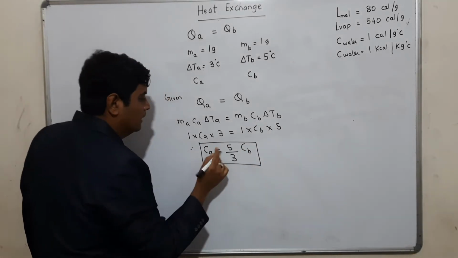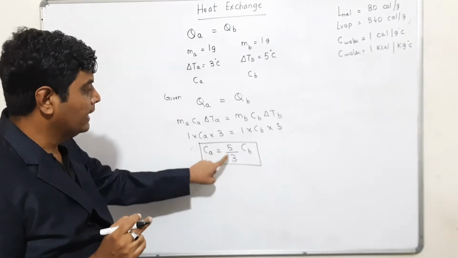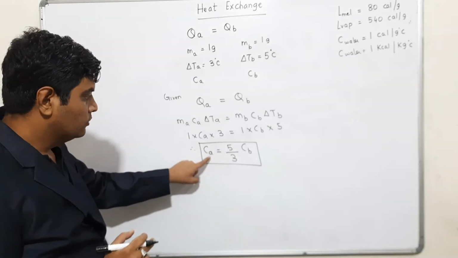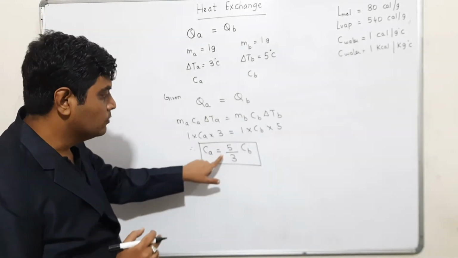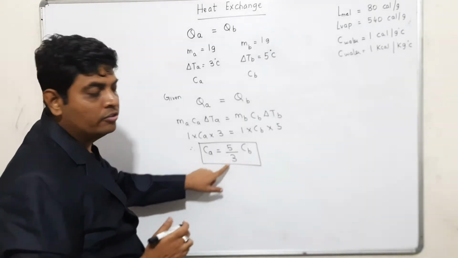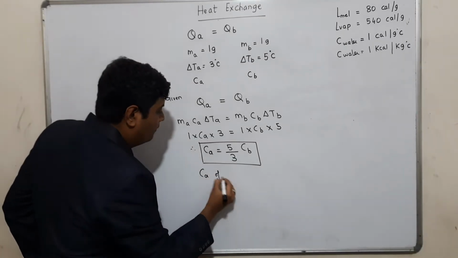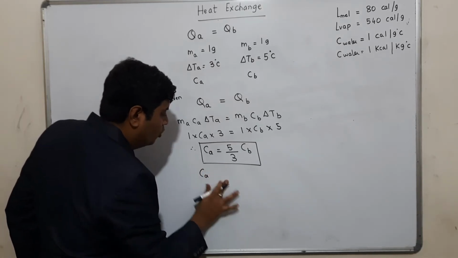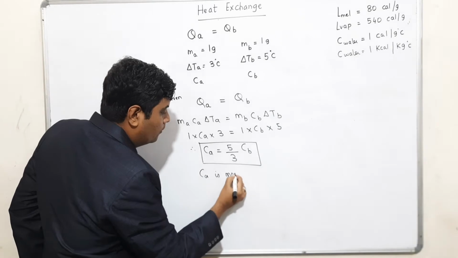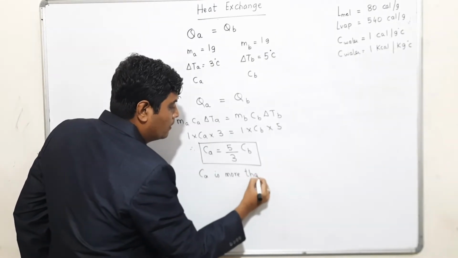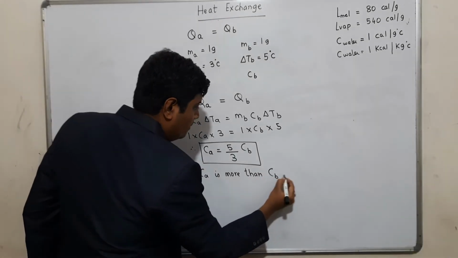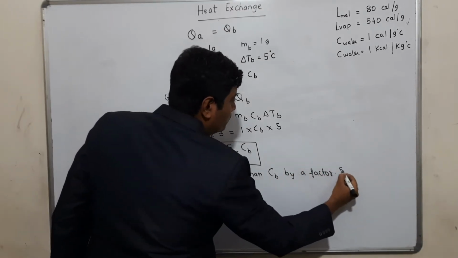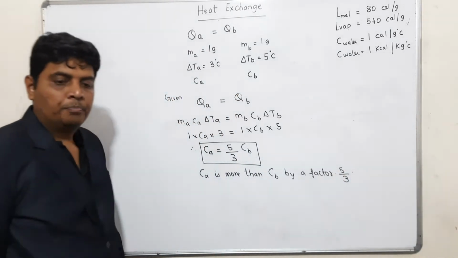So clearly 5 upon 3 is greater than 1. Numerator is greater than denominator. 5 upon 3 is greater than 1. So specific heat capacity Ca is more than Cb by a factor 5 upon 3. Understood? Please note down this sum.